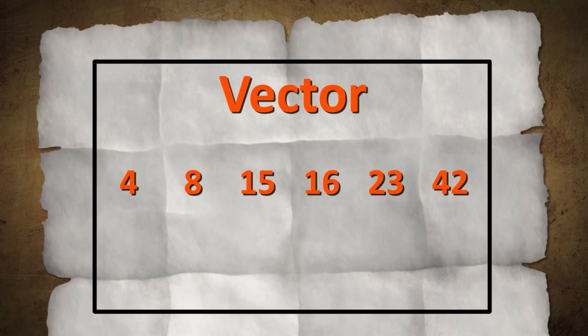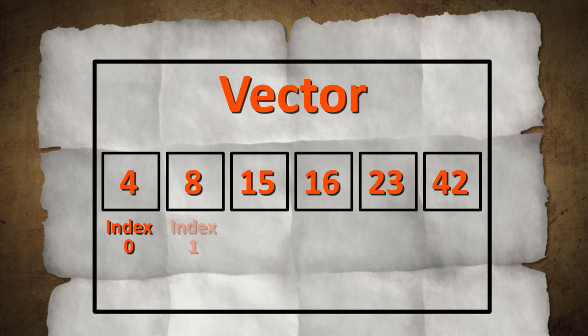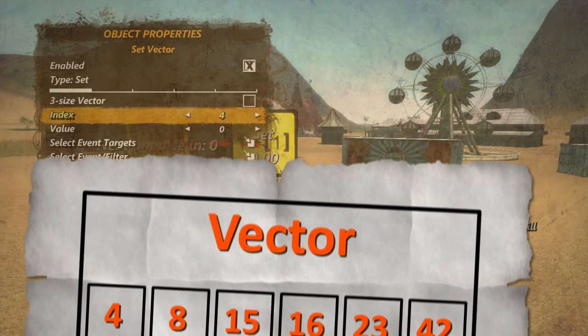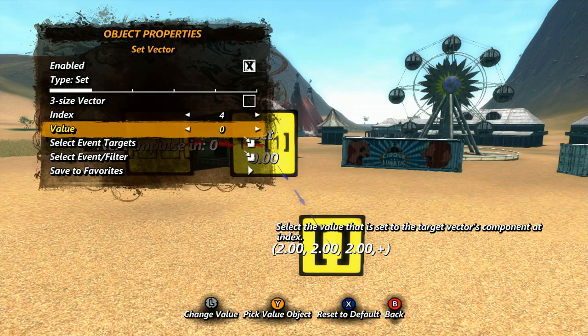Say for example, your vector is set to hold 6 values. Now imagine that each value resides in a box within the vector data source. Each box is an index. Index 0 is the first box, 1 is the second, 2 is the third, and so on. Now, back in our set vector event, the value is of course the number it will use to adjust the target index in the vector.